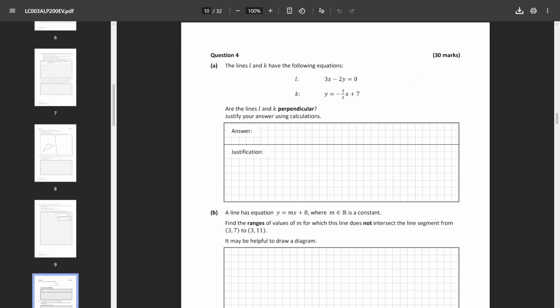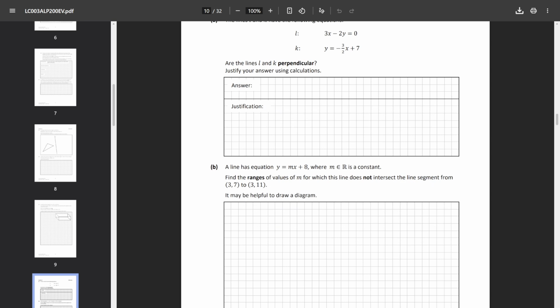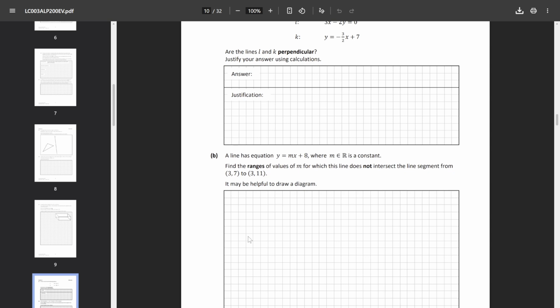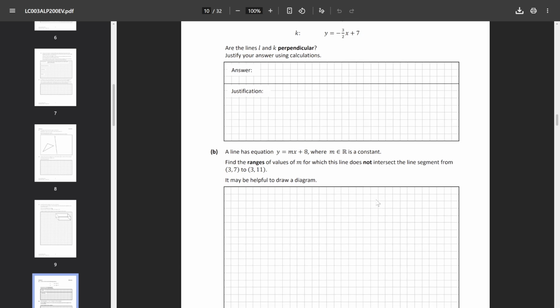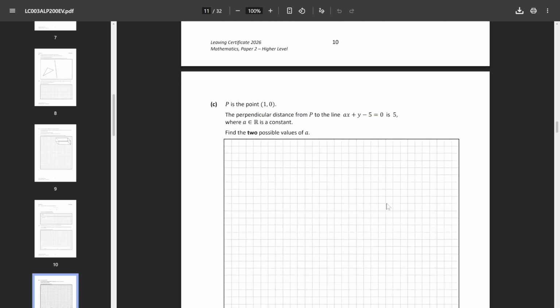Question four, identifying perpendicular lines, just using the definition. And then part B was a nice, somewhat conceptual question about a line intersecting a range of values, where you pretty much need the diagram to visualize what's going on. But a very nice question nonetheless. And then a pretty standard perpendicular distance question.